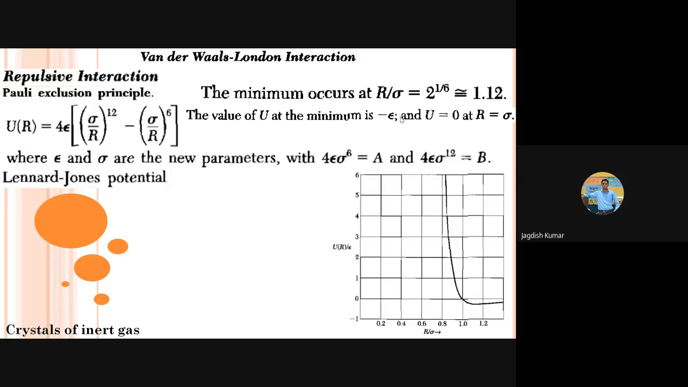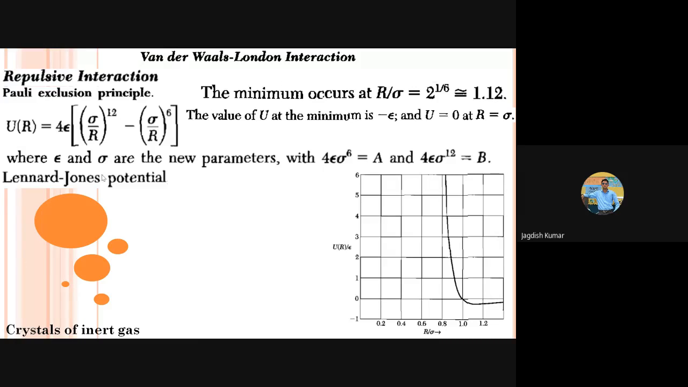So what is the physical meaning of sigma? Sigma is related to the range of this interaction, isn't it? Sigma can be related to the range of interaction. So we can say whenever r is equal to 2 raised to the power 1/6 sigma, the Lennard-Jones potential is minimum. Or you can say when r is 1.12 sigma, then this potential refers to the minima.